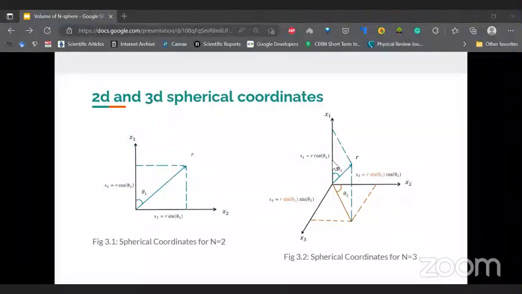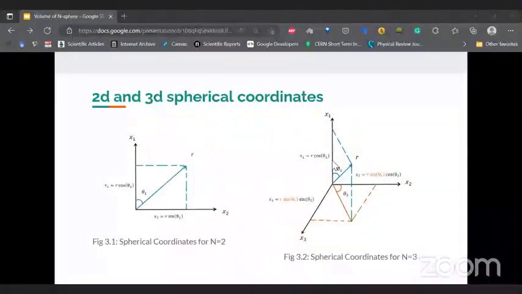Let us actually consider the n equals 2 and n equals 3 cases and construct the spherical coordinates to gain an insight about how to generalize to n dimensions. On the left in figure 3.1, we have the n equals 2 case, and we first begin by defining an angle θ1 with respect to the x1 axis, and we proceed by resolving the vector into its components, and we arrive at the results we want. Just note that θ1 ranges from 0 to 2π here, while r ranges from 0 to infinity.